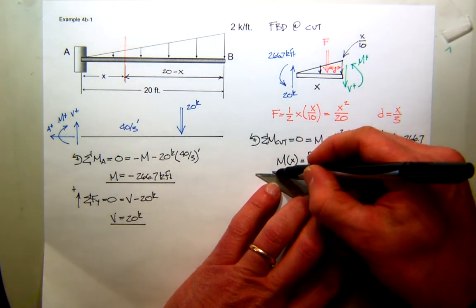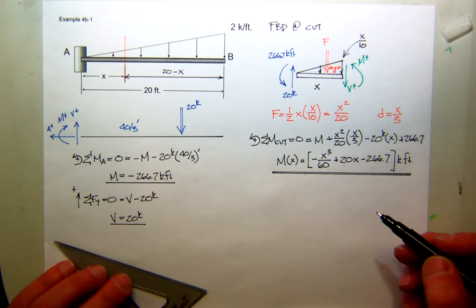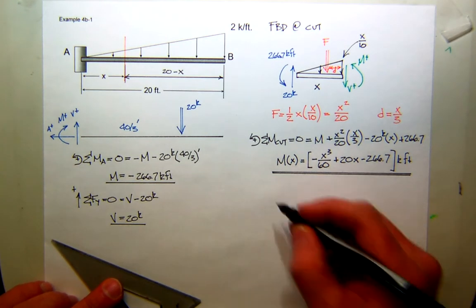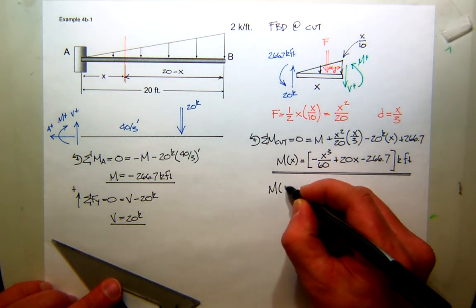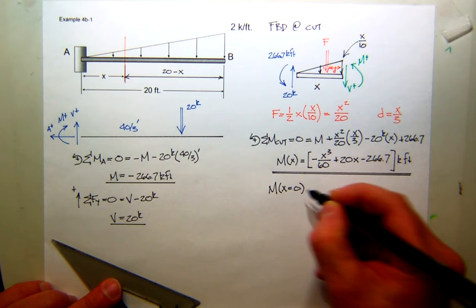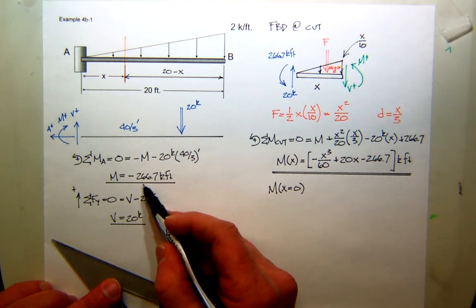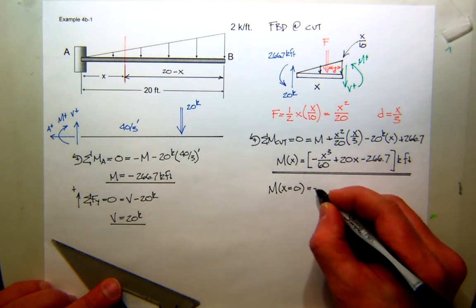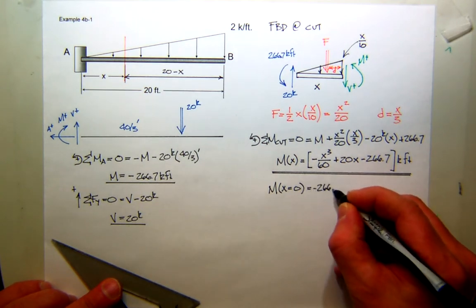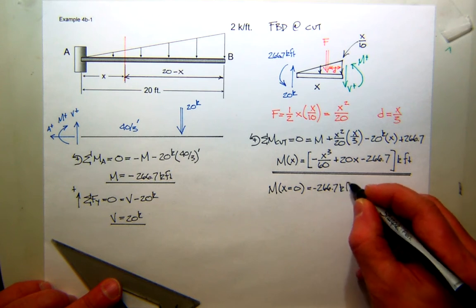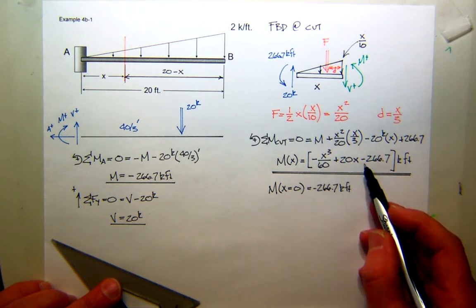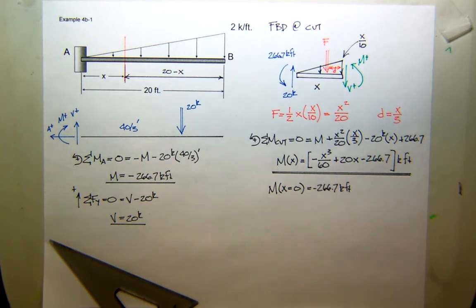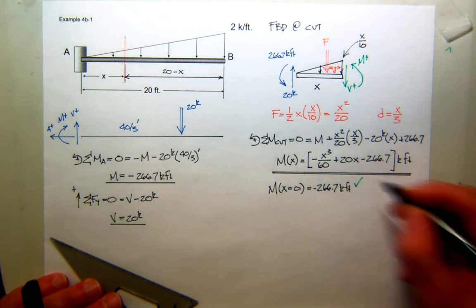Is it correct? Yes. Well, we have two things we know. What is the moment when x is equal to 0? We already know what it is. It should be negative 266.7 kip feet. Plug in x equals 0 here, and what do you get? Negative 266.7. Check.